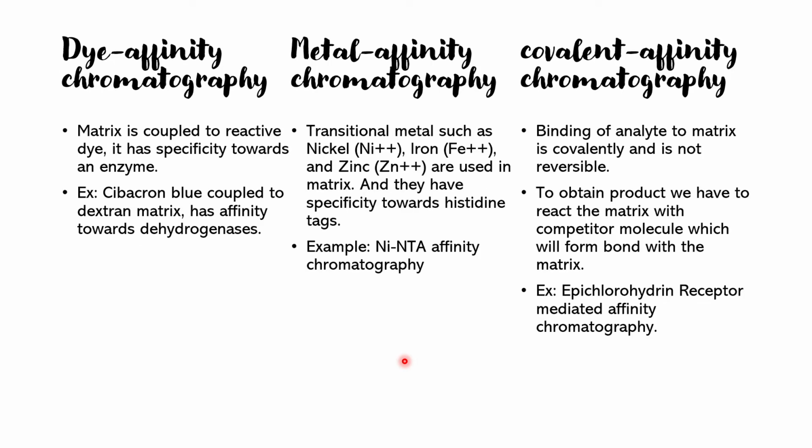Coming to dye-affinity chromatography first. Here the matrix is coupled to a reactive dye. Whenever we put a molecule of interest in the column, if our molecule of interest can react with the particular dye, then a reaction is formed, and due to that reaction we can say that yes, our biomolecule is present there. One example of this is Cibacron Blue, which is coupled to the dextran matrix, and this has an affinity towards dehydrogenases. So here Cibacron Blue reacts with the dehydrogenases to separate our product.